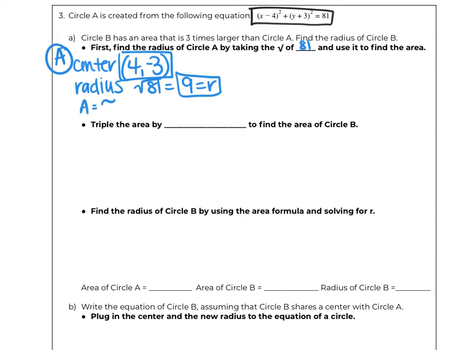So A equals pi times the radius, which is 9, and square that. So pi times 9 squared, and then write your answer right here. That'll be the area for circle A. You will have to round this to the nearest tenth. 254.